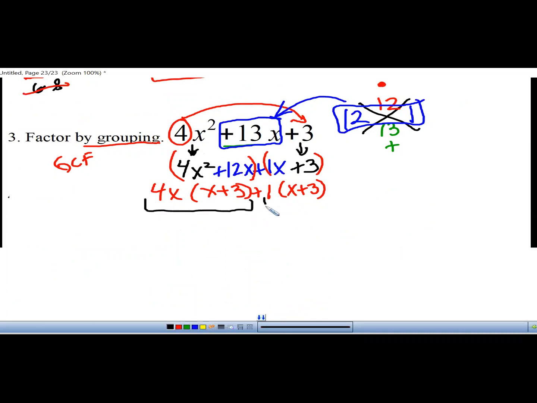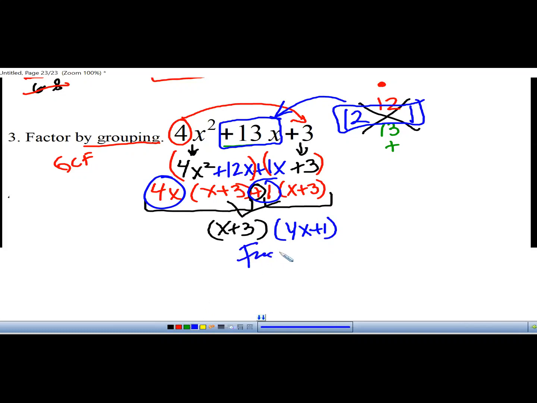So question, what's left? What's the same in the first term and then the second term after this little plus? Well, x plus 3 is the same, so that's my first factor. And what's left over? The 4x and the plus 1, so my second factor is 4x plus 1. And these are my factors. Yeah, we got this? Yes, Mr. Q. All right, good.